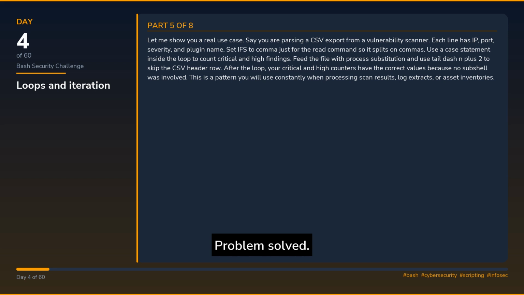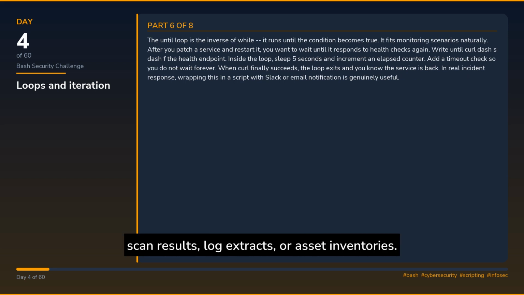The until loop is the inverse of while, it runs until the condition becomes true. It fits monitoring scenarios naturally. After you patch a service and restart it, you want to wait until it responds to health checks again. Write until curl -s -f the health endpoint. Inside the loop, sleep 5 seconds and increment an elapsed counter. Add a timeout check so you do not wait forever. When curl finally succeeds, the loop exits and you know the service is back.